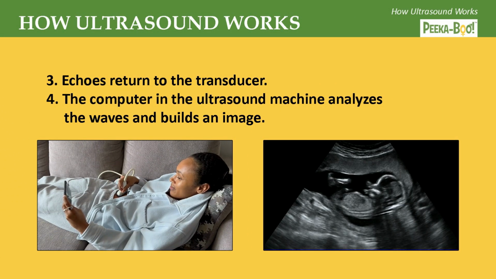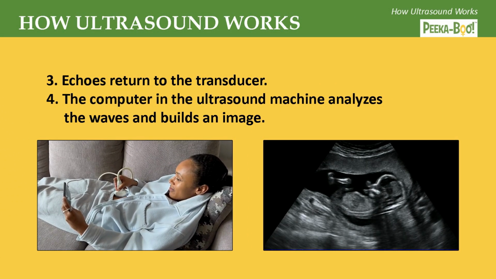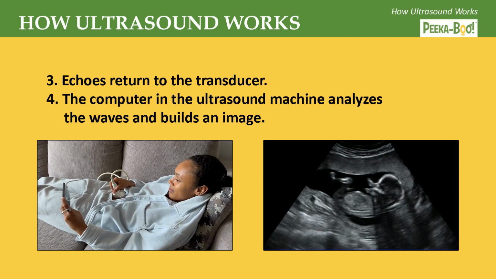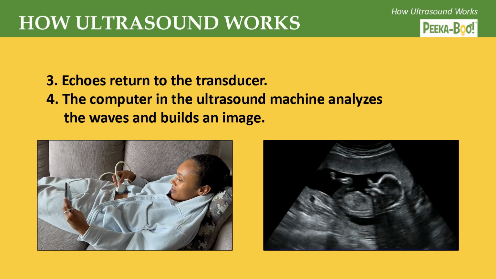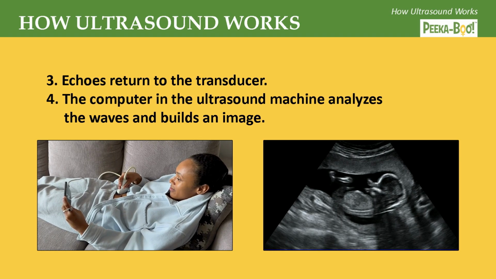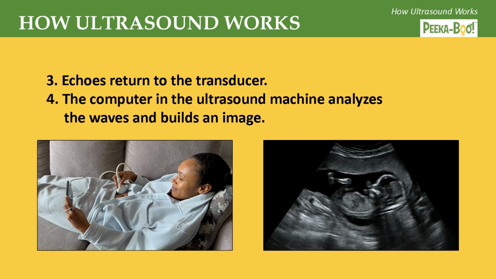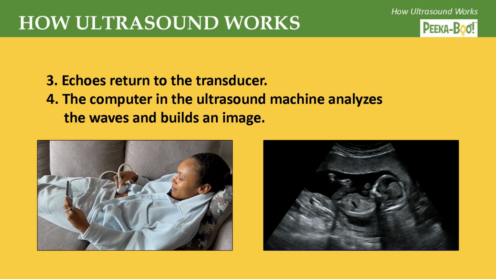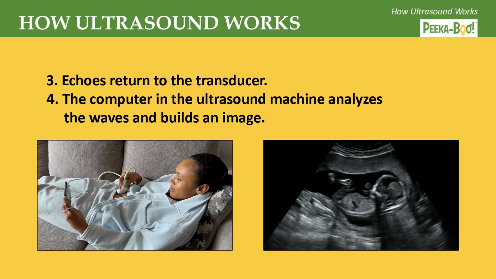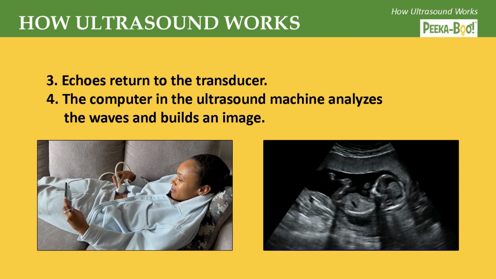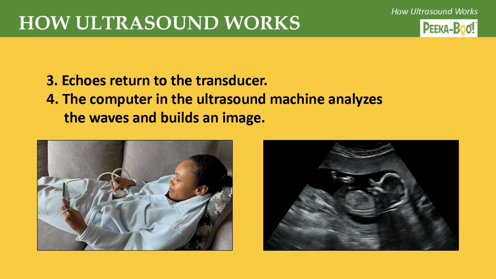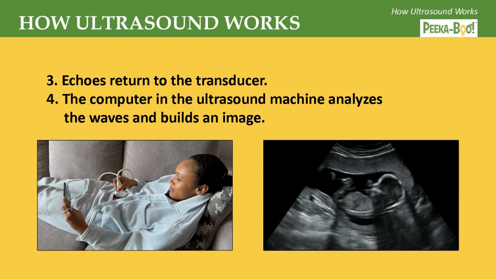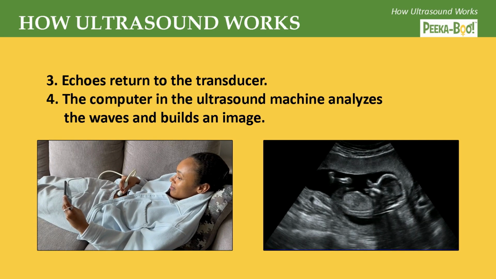The reflected echoes go back to the transducer and the computer analyzes these waves and builds an image. On the left is an image of the mom learning to operate ultrasound on herself. The transducer is in her right hand. The image on the right is what is seen on the screen. Notice the many different shades of gray in the image of the fetus. We see black, white and shades of gray on ultrasound because the sound waves react differently to different tissues and fluids.